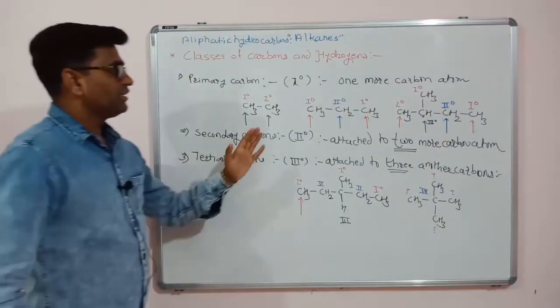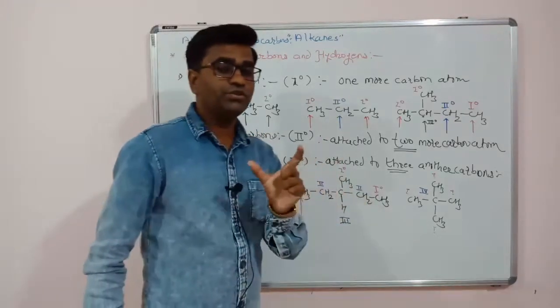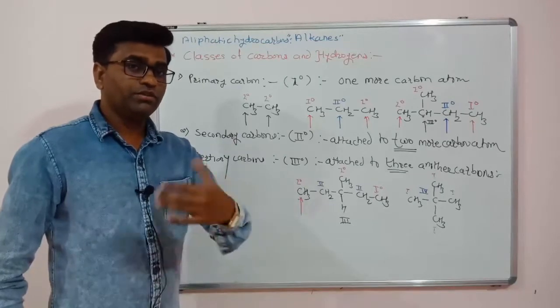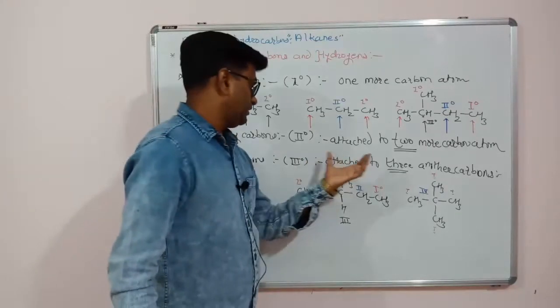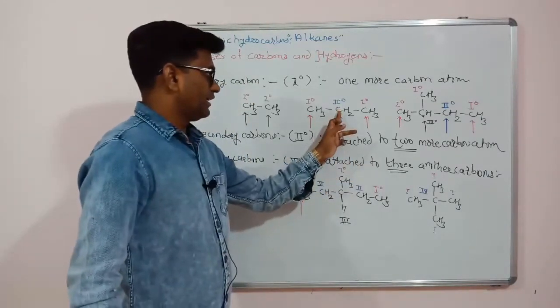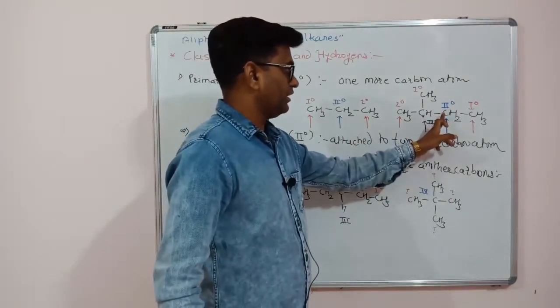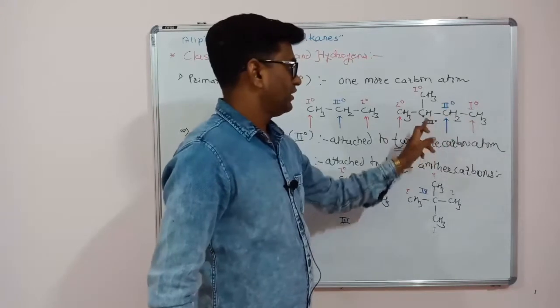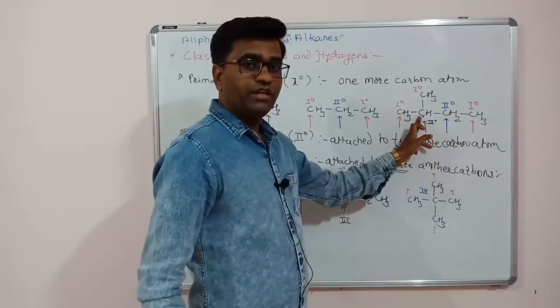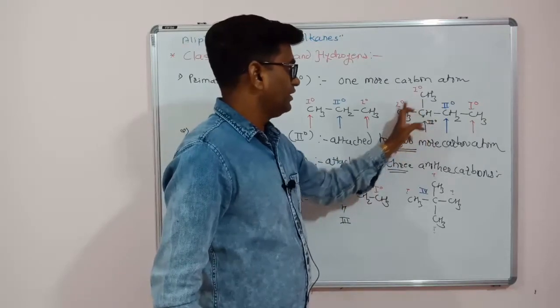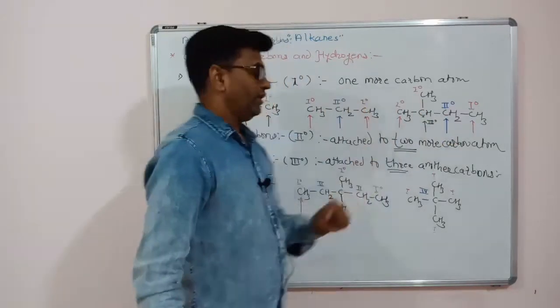While secondary carbons are the carbons which are attached to two more carbon atoms. See here, this is the secondary carbon attached to these two carbon atoms. This is also a secondary carbon attached to two carbon atoms. What will we call this? Tertiary carbon, because this is attached to three more carbon atoms, 1, 2 and 3.